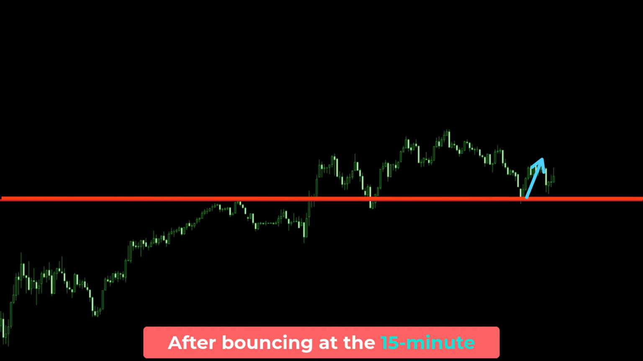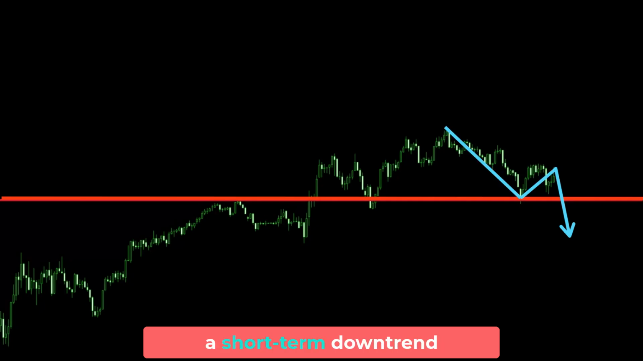After bouncing at the 15-minute horizontal line, it started to rise again without reaching the horizontal line, right? Moreover, if you look closely, it seems to be forming a double bottom. Therefore, seeing it as a reversal sign, I'll enter on the next candlestick. The stop loss at this time is below the 15-minute horizontal line. If it breaks below here, a short-term downtrend will occur, so it might continue to fall.